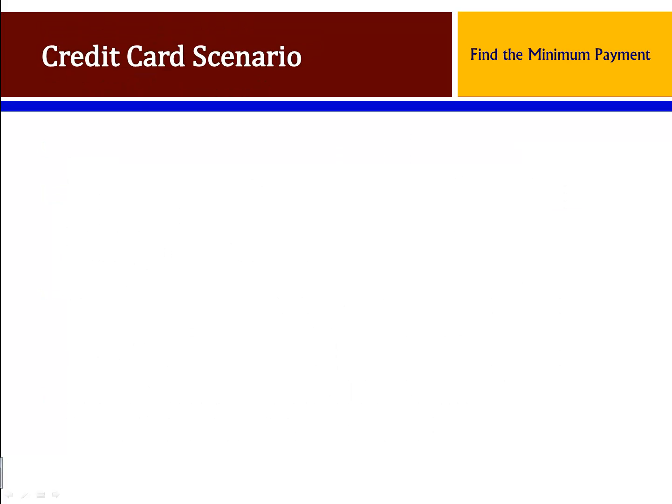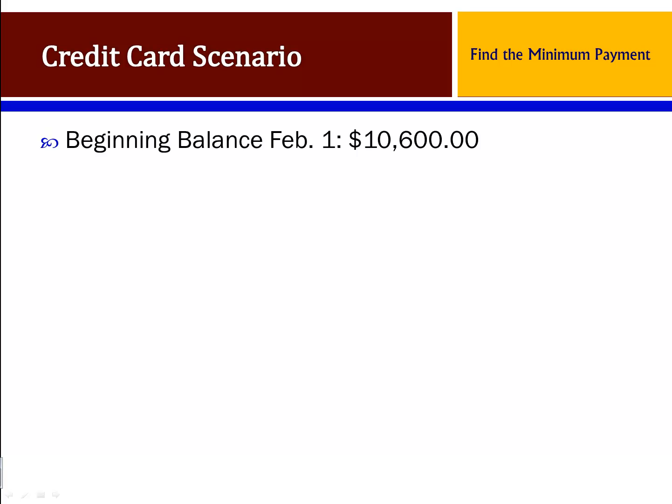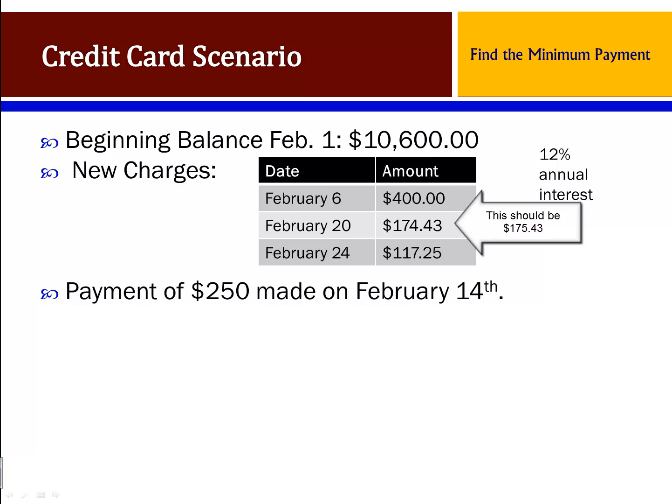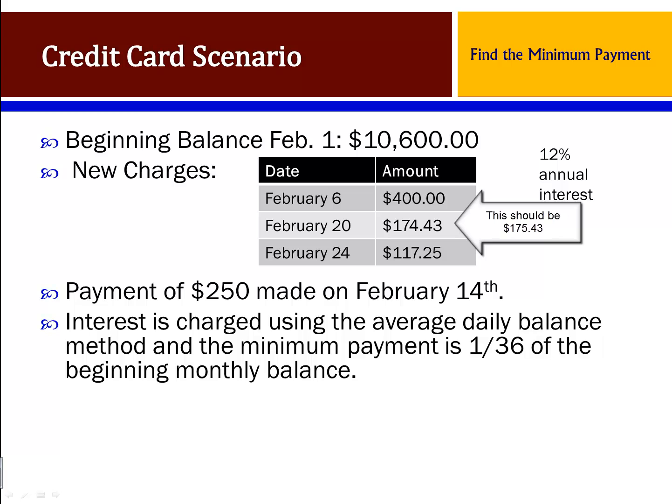So here's a credit card scenario where we have to find the minimum payment. Let's say we have a beginning balance on February 1st of $10,600, and that the card carries a 12% annual interest rate. There are some new charges made. February 6th, there's a charge of $400. February 20th, a charge of $174.43. And on February 24th, $117.25 is charged. Then a payment of $250 is made on February the 14th. Interest is charged using this average daily balance method, and the minimum payment is 1/36 of the beginning monthly balance.